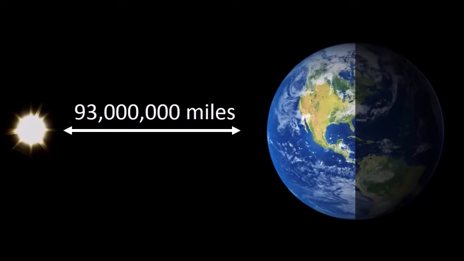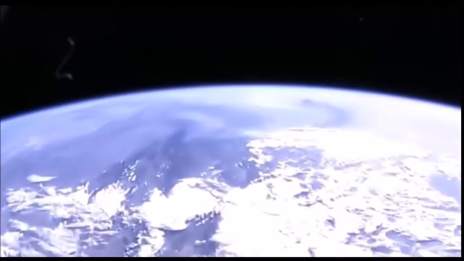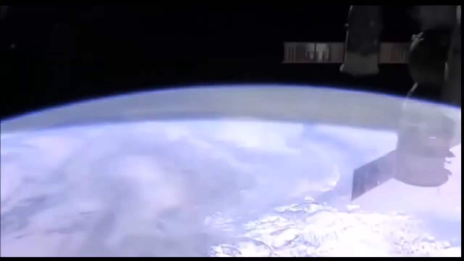The sun is 93 million miles away. Now, I'm going to show you evidence through sunsets that shows the sunlight following the sun over the horizon, and it shrinks as it goes over. Now, there's no way it would do that if the sun is 93 million miles away. Okay, first I'm going to show you some footage from the ISS.